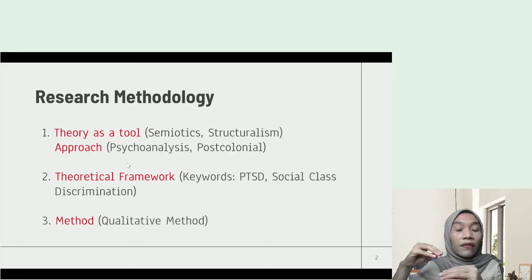You first need to decide the approach or the tool that you want to use to analyze the story, and after that you need to find the concept in depth, a technical term. Approach, psychoanalysis, and then keyword PTSD. You have post-colonial, and then you have diaspora. For example, you have feminism as the approach, then you will have the keyword, for example, gender inequality. And that will be for the first two. For the third one, method, that will be qualitative method.